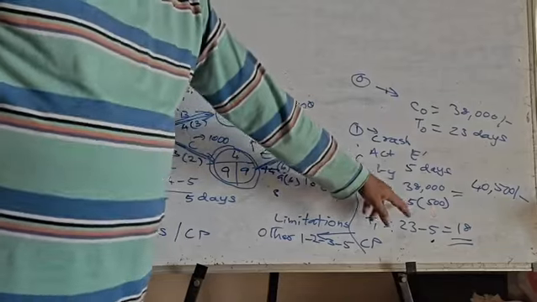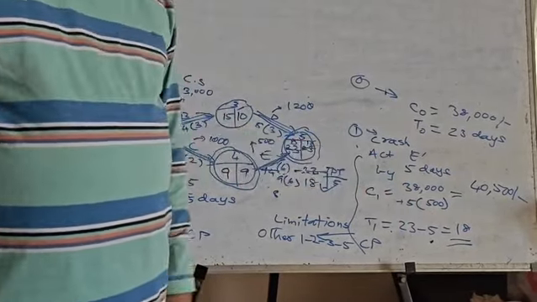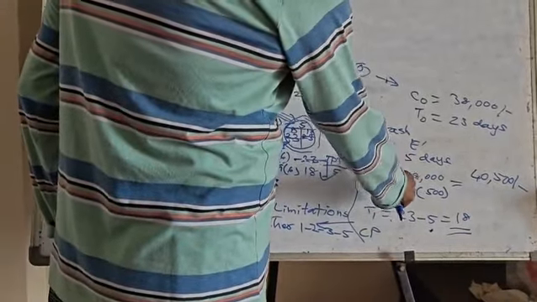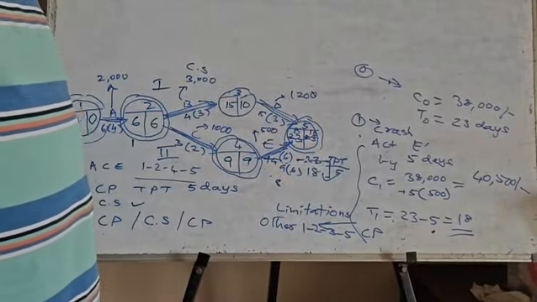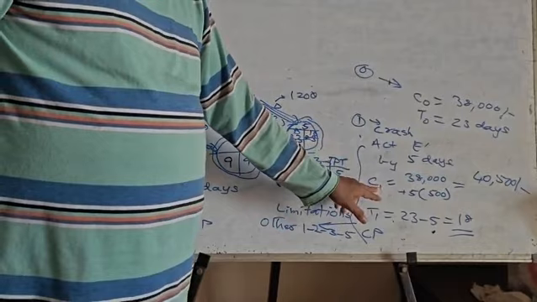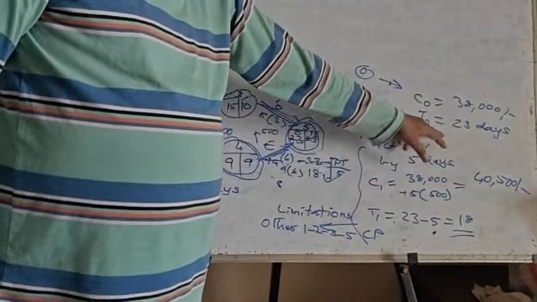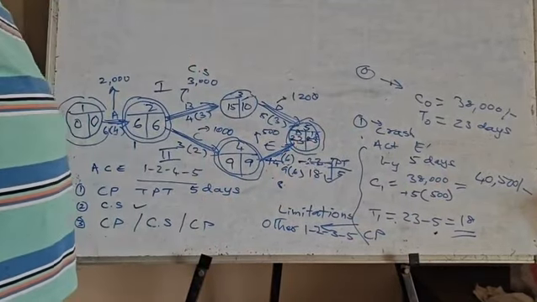Then the cost has been increased 5 times. How much cost? 5 into 500, that is 2500 has been increased. 2500 added to 38,000 is coming as 40,500 rupees after step 1. So C1 will become 40,500, and T1 will become 23 days minus 5, that is 18 days. I hope this step is clear.